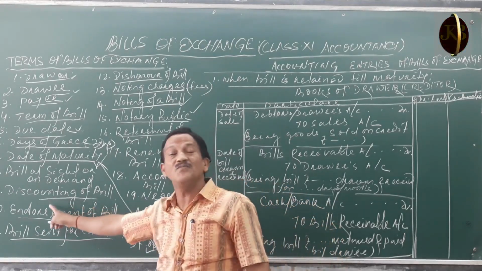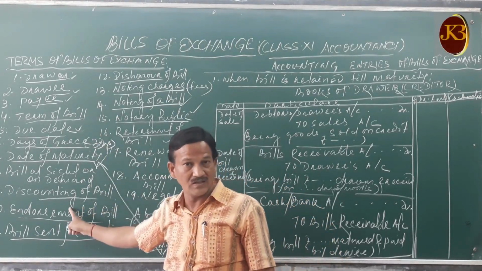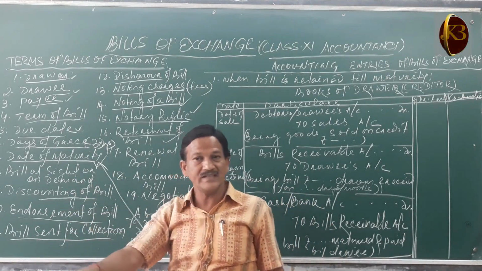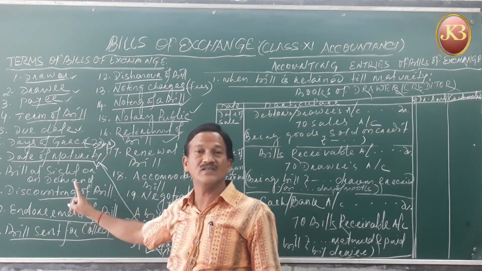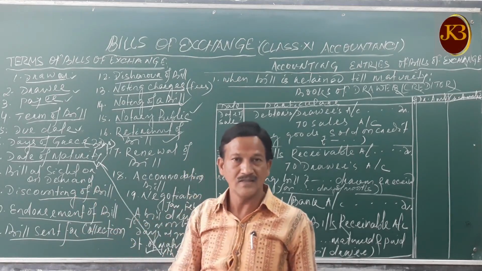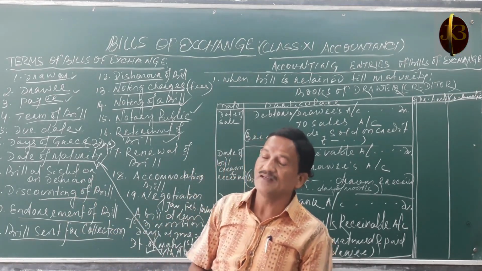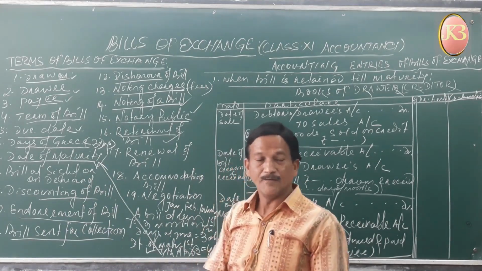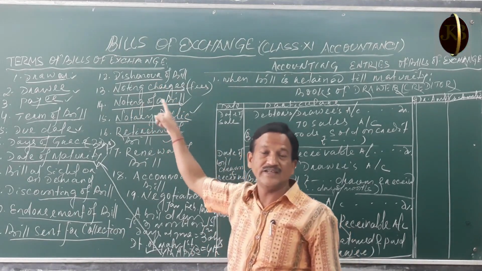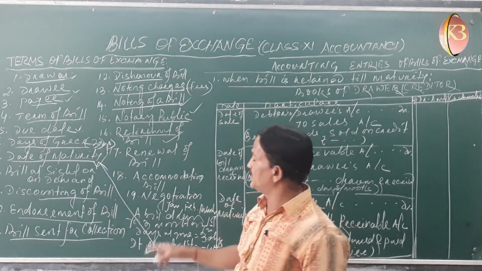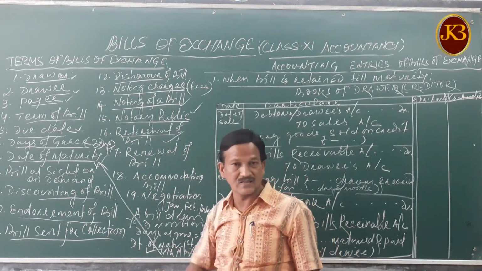So when discounting of a bill is there, the drawer deposits the bill in his bank, then requests the bank to discount the bill. That is called discounting charges, deducted by the bank. Likewise, when the drawee, the debtor, requests the drawer that I want to make the payment before the date of maturity.